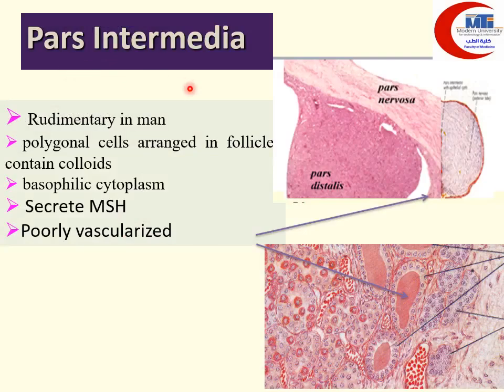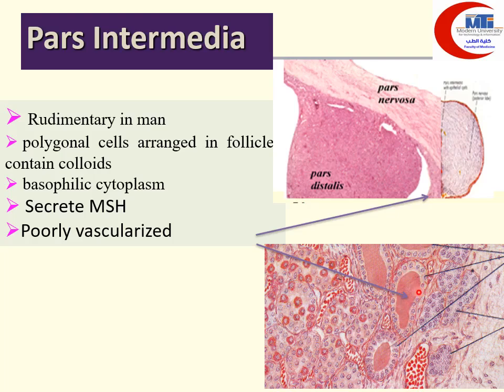Pars intermedia. Pars intermedia is rudimentary in man. It's present only in some species. This part is rudimentary in man. The cells of this part are arranged in the form of follicles. In the center of these follicles, an acidophilic material called colloid is present.